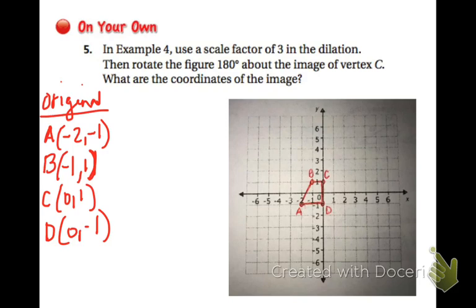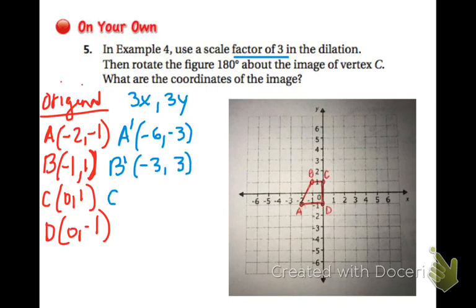Okay, so now we're going to do a scale factor of 3. So I'll do this in blue. So I will have 3 times x and 3 times y, because my scale factor is 3. Because that number 3, the factor, is greater than 1, it will be an enlargement. So A prime would be 3 times -2, which is -6, and 3 times -1, which is -3. B prime, 3 times -1, and 3 times 1. C prime, 3 times 0, and 3 times 1. D prime, 3 times 0, and 3 times -1. So I would graph this image.